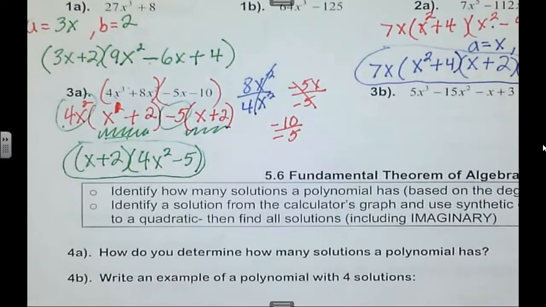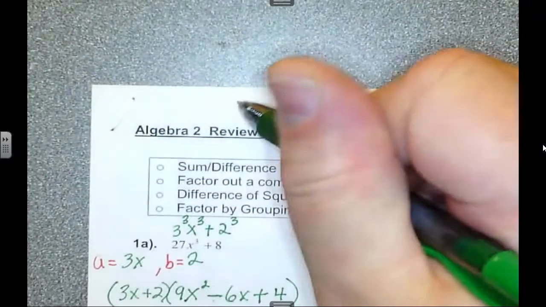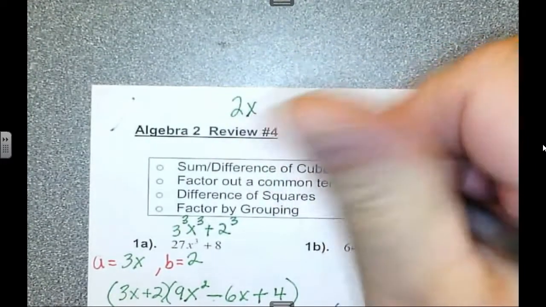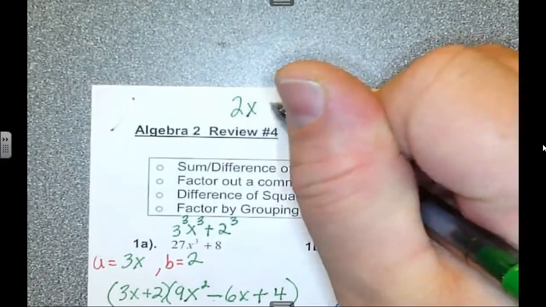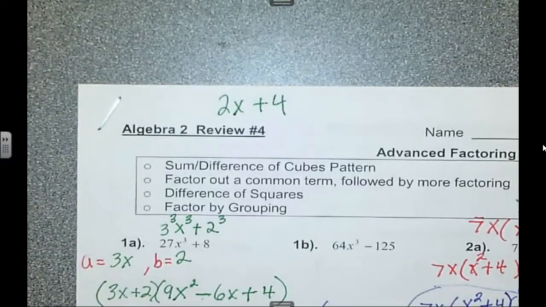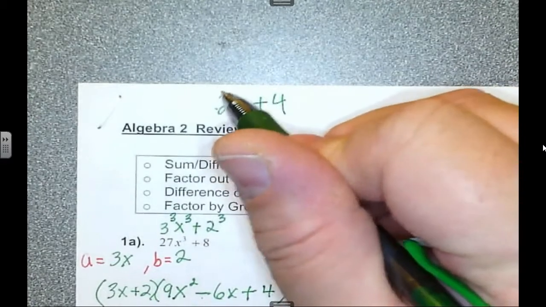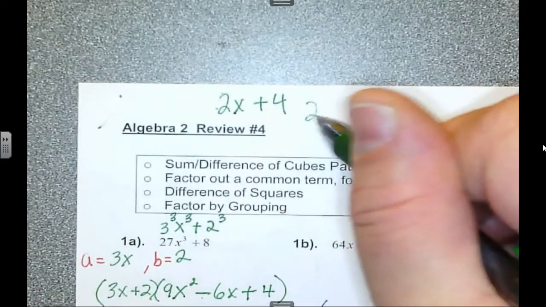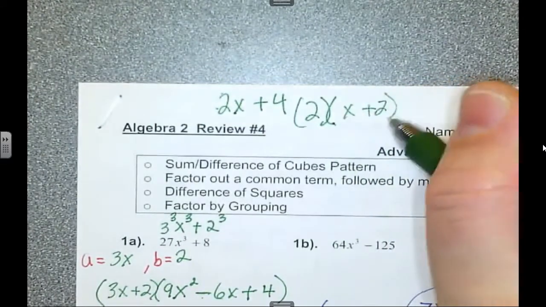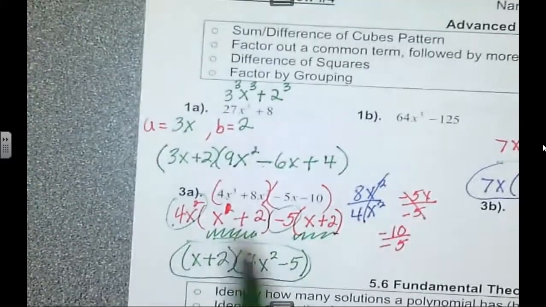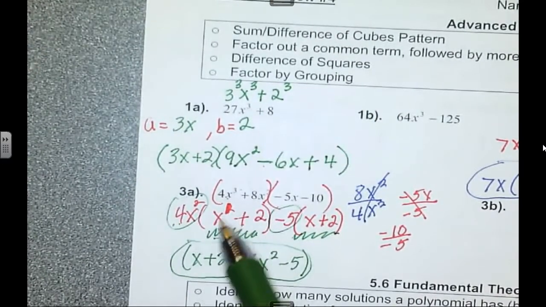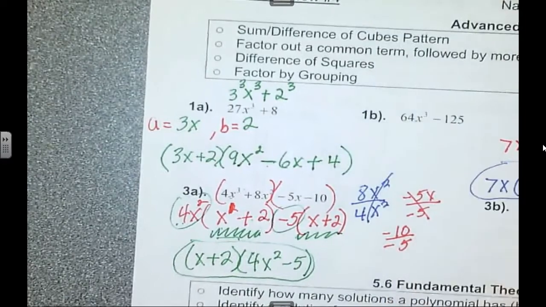Okay, let me ask you this. If I have 2x plus 4, what do I take out of each one of them? The 2, right? So I'm taking a 2 out here, and I'm multiplying it by x plus 2, right? Well, I'm doing the same thing here. Instead of a 2, I've got x plus 2. Okay.